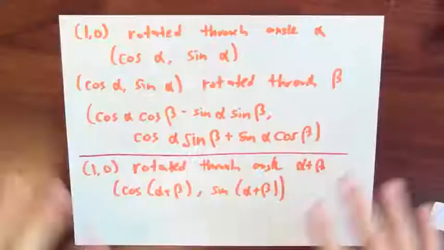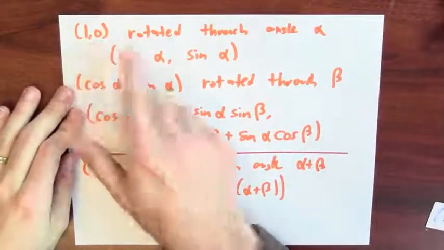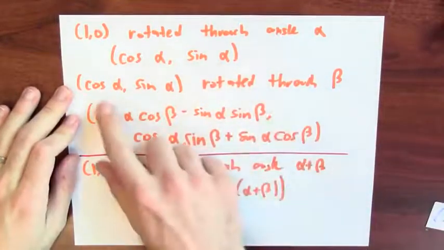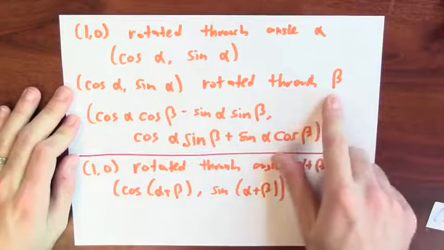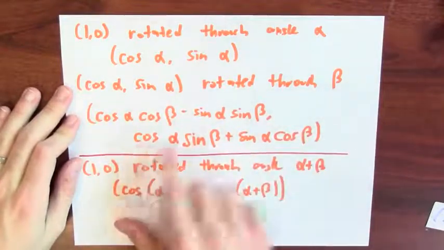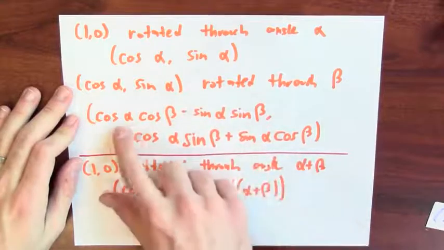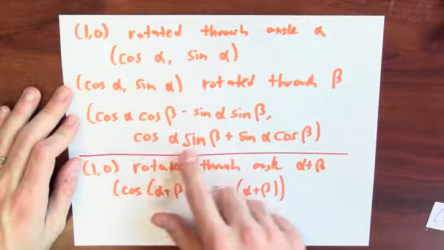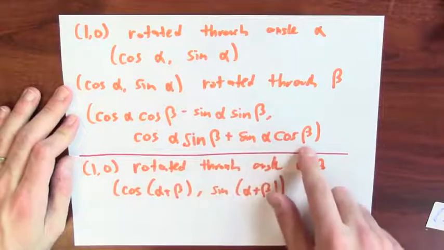The trick is to think about what happens when you do successive rotations. If you first rotate through an angle alpha and then an angle beta, that's the same as rotating through an angle alpha plus beta all at once. Specifically, if I start with the point 1, 0 and rotate through an angle of alpha, it ends up at cosine alpha, sine alpha. I could then take that point and rotate it through the angle beta, and I've got a formula for that. Once I do that, the new coordinates are cosine alpha cosine beta minus sine alpha sine beta, and the new y coordinate is cosine alpha sine beta plus sine alpha cosine beta.